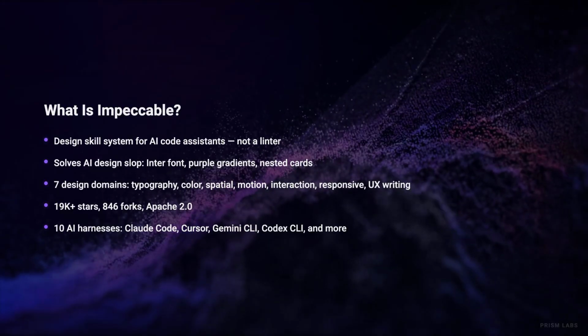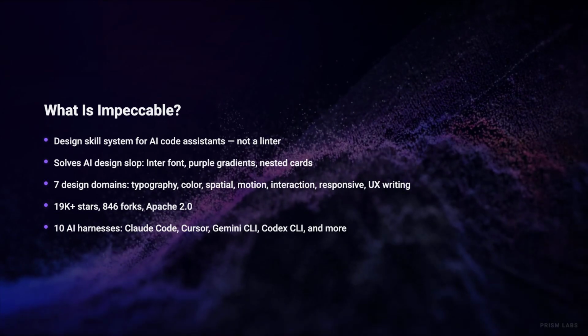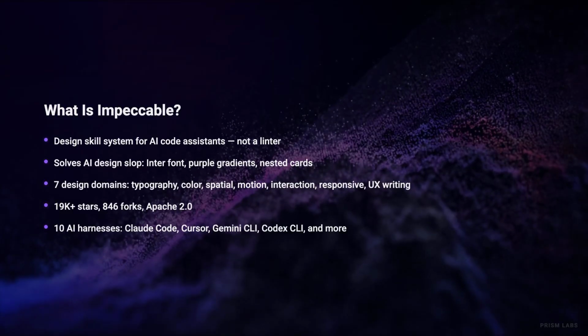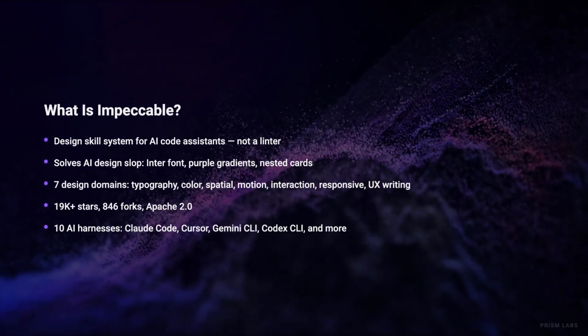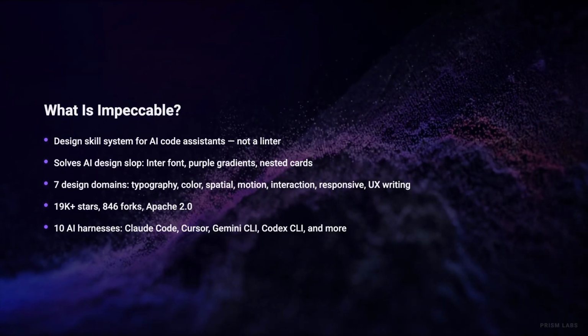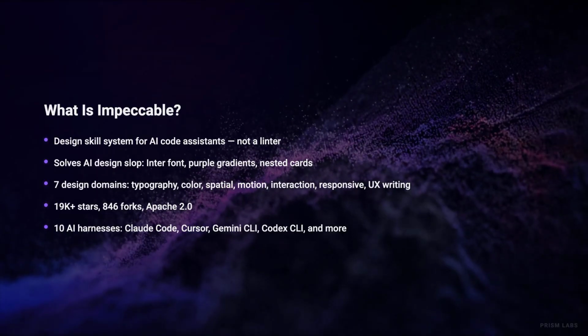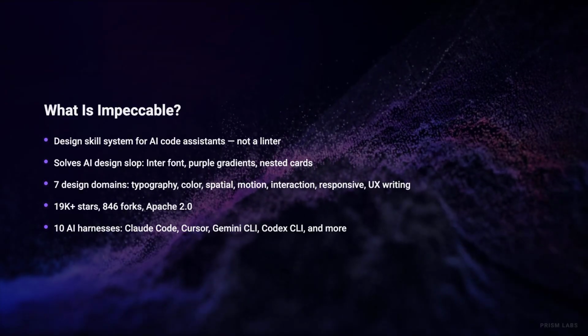Impeccable addresses this by providing structured design knowledge across 7 domains: typography, color theory, spatial design, motion, interaction patterns, responsive layout, and UX writing. It's not a linter, and it's not a component library. It's a skill that runs inside your AI assistant and fundamentally changes how the assistant thinks about design decisions.